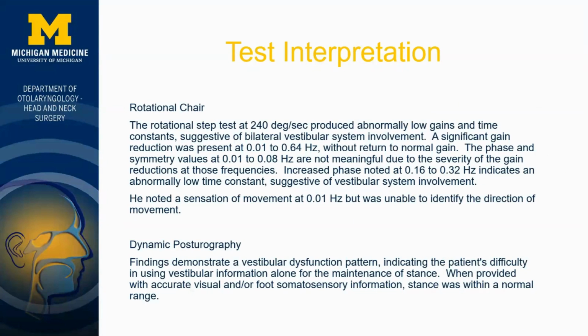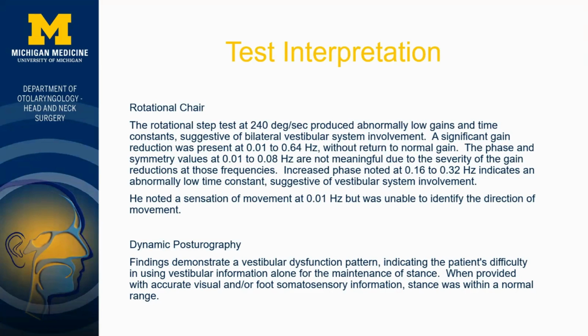When we talk about test interpretation, I wanted to show you what our interpretation would look like for this patient. The rotational step test at 240 degrees per second produced abnormally low gains and time constants, suggestive of bilateral vestibular system involvement. A significant gain reduction was present at 0.01 to 0.64 hertz without return to normal gain. The phase and symmetry values at 0.01 to 0.08 are not meaningful due to the severity of the gain reduction at those frequencies. Increased phase noted at 0.16 to 0.32 hertz indicates an abnormally low time constant suggestive of vestibular system involvement.